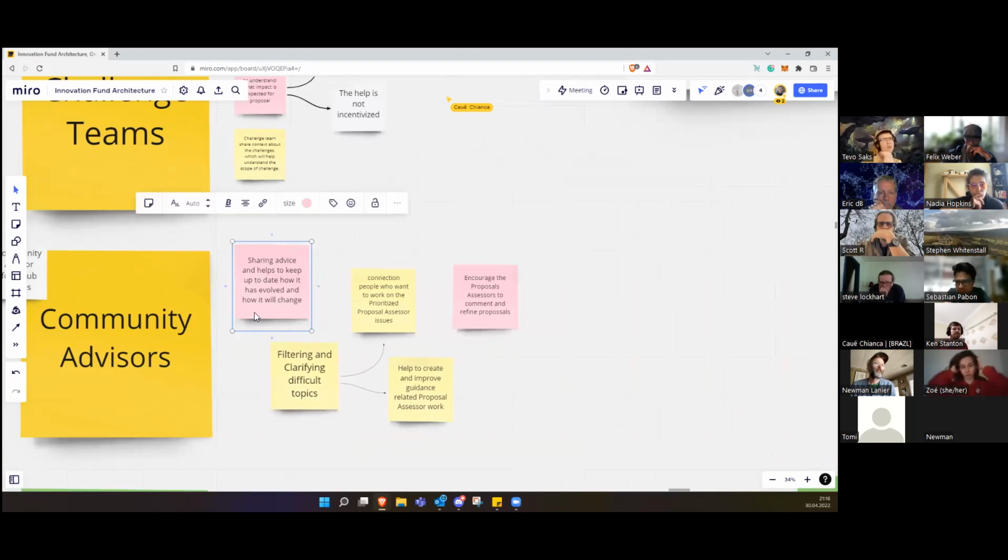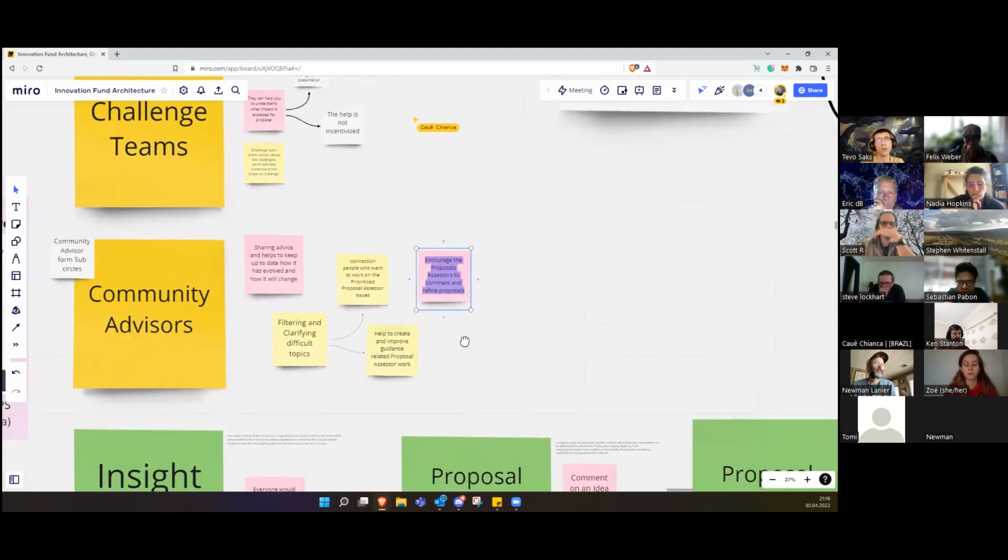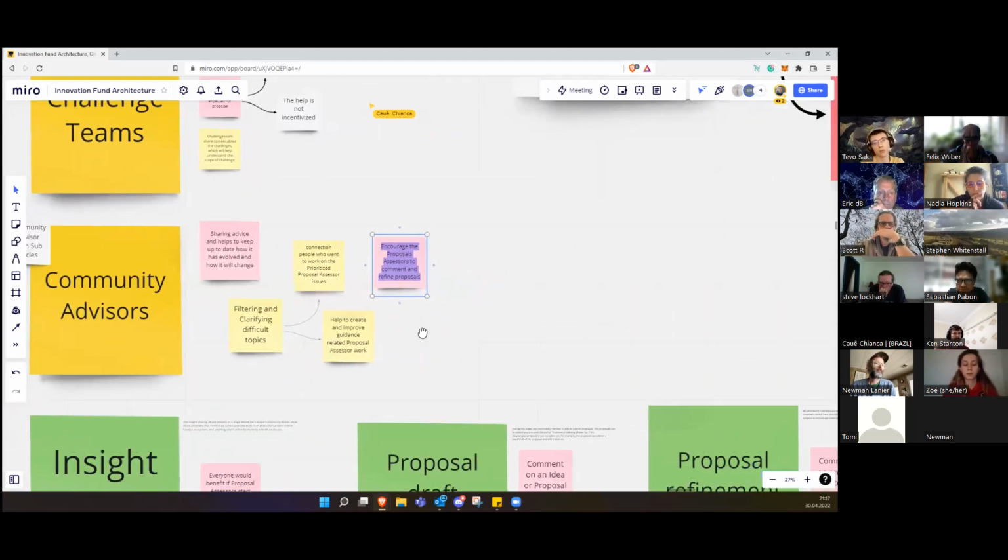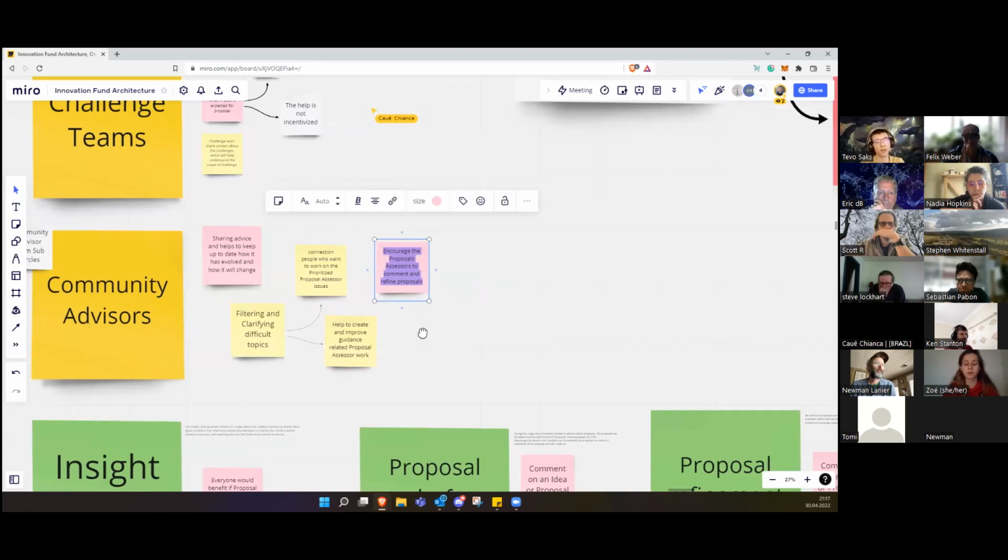But this is more related to process, how fund to fund things change. When community advisor proposal assessors do the proposal assessments, we actually do not expect them to get any feedback and do it their own way, to make sure that they do not have groupthink there.